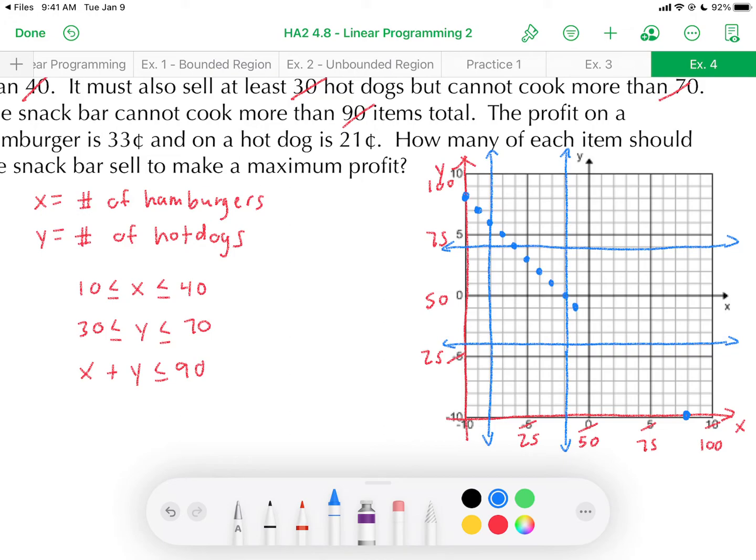Again, I like to fill the grid up here so I get a nice, accurate, straight line. Okay, and the shading for that line, test point of the origin, is going to give you a true statement, so you'd shade underneath of it, right? So when it's all said and done, your shaded region, your feasible region, would be in here. Don't get lazy on me. Please make sure you do the shading.